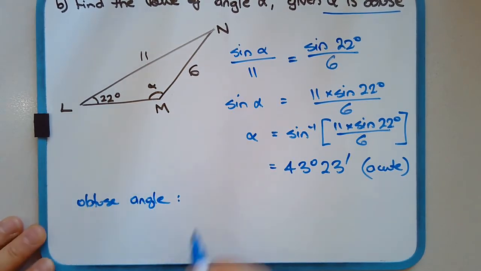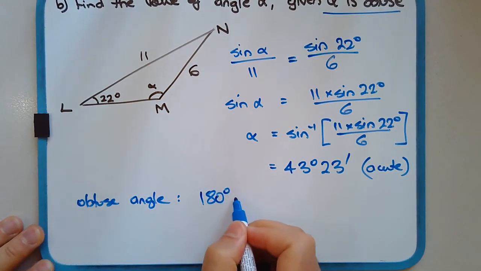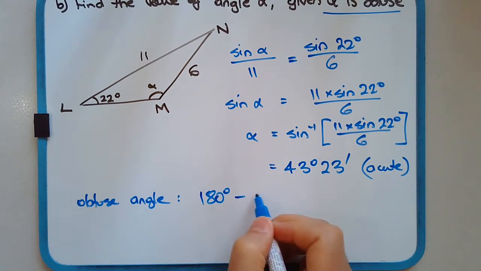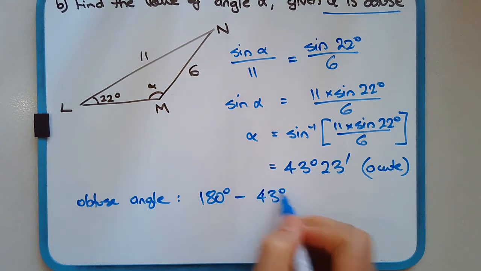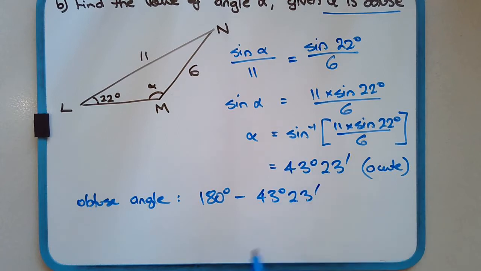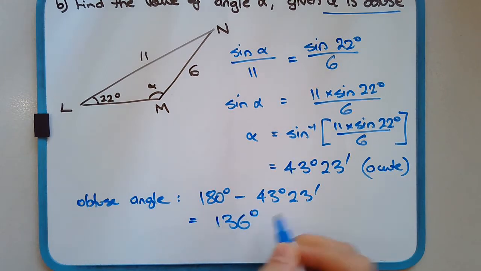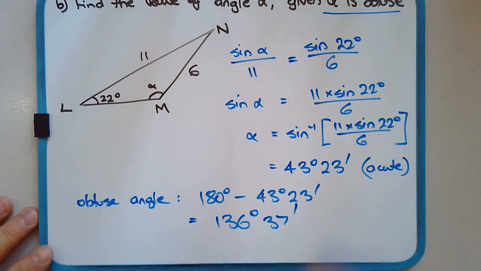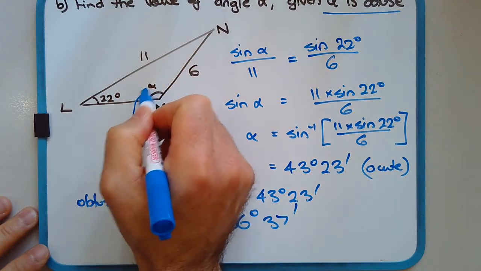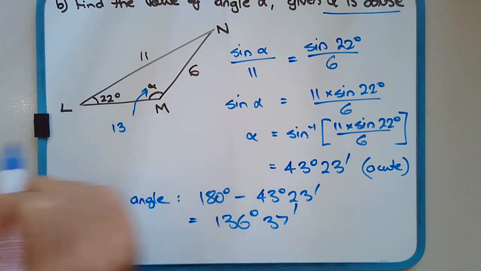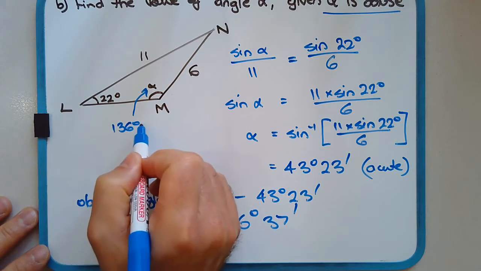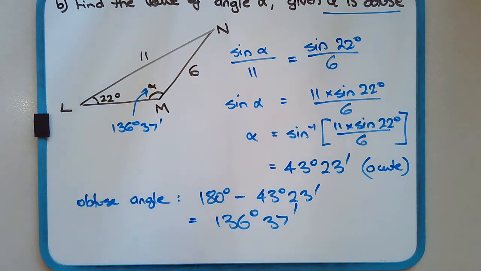How do we find the obtuse angle? 180 degrees minus 43 degrees, 23 minutes, and that's equal to 136 degrees and 37 minutes. So this angle alpha here is 136 degrees and 37 minutes.